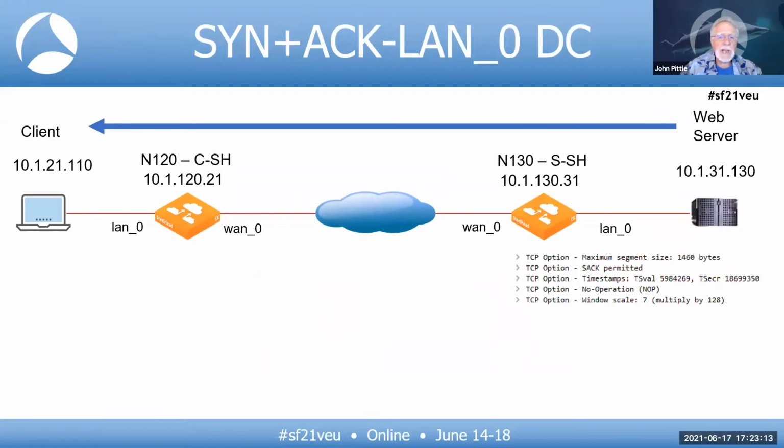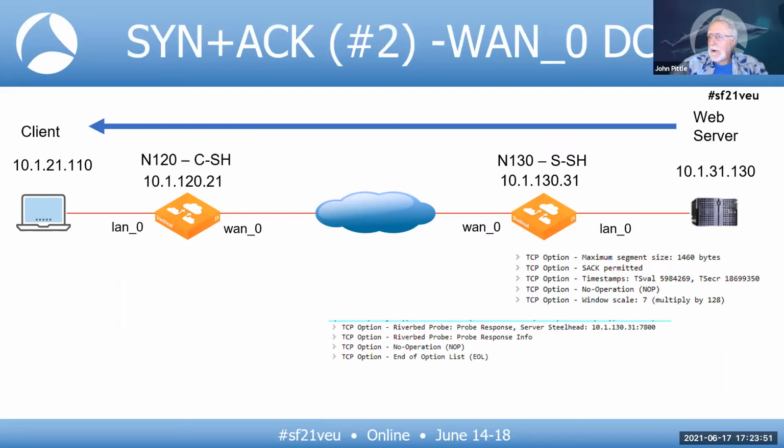And then if we look at what the web server sent back on the LAN interface of the server steelhead, all the things you might expect: 1460 segment size, SACK permitted. Here's my timestamp. Since the SYN had a timestamp option, the web server is obligated, if it supports timestamps, to put its timestamp value in the SYN ACK. And oh, by the way, I'd like to do window scaling with a factor of 7.